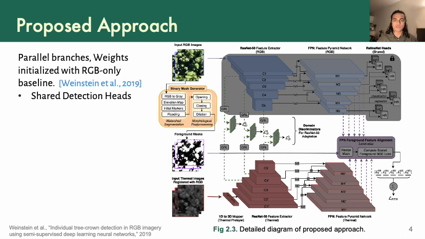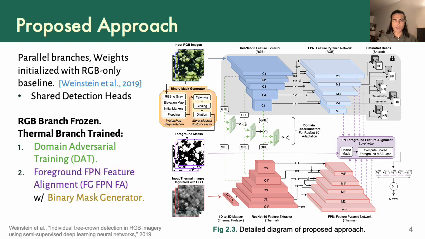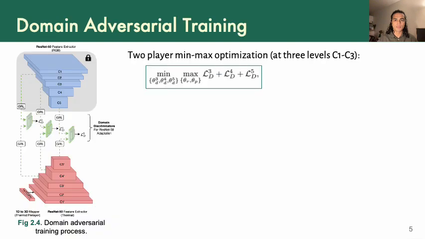As shown in the orange box to the left, foreground and background regions are differentiated using binary masks that are generated through an intensity-based watershed segmentation, followed by some morphological operations like opening and closing. The baseline model weights are loaded into both of these branches, but the RGB one is frozen, while only the thermal branch is trained using 2 components: domain adversarial training, shown in green, and foreground FPN feature alignment, shown in purple.